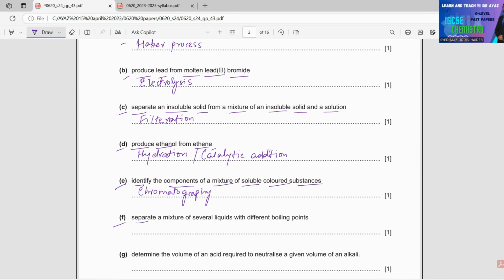F, separate a mixture of several liquids with different boiling points. It's actually miscible liquids. They are all known as miscible liquids. Miscible liquids are those liquids which mix into each other, and the difference is in their boiling points. The process is known as fractional distillation.